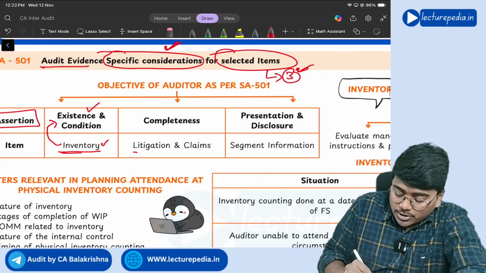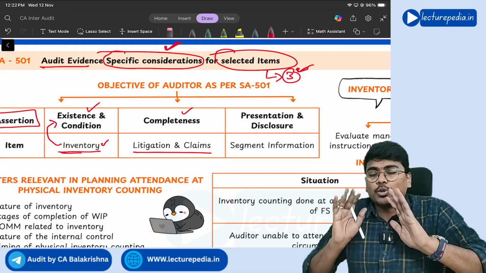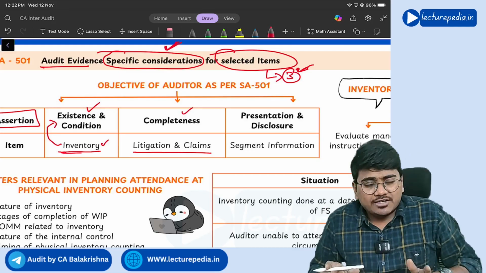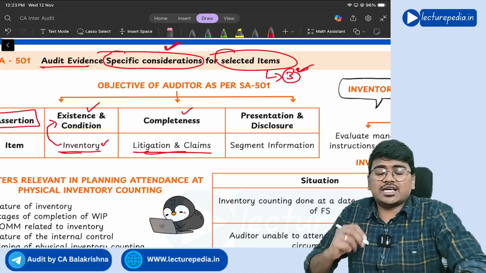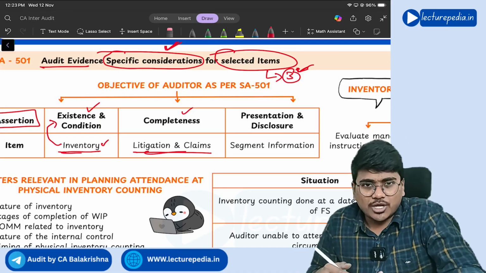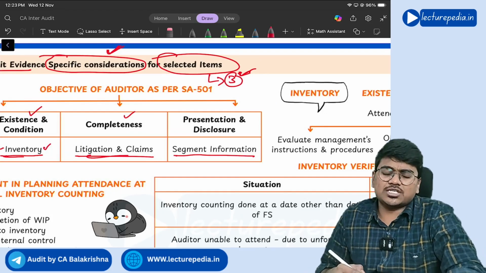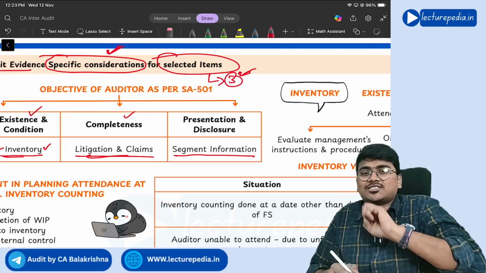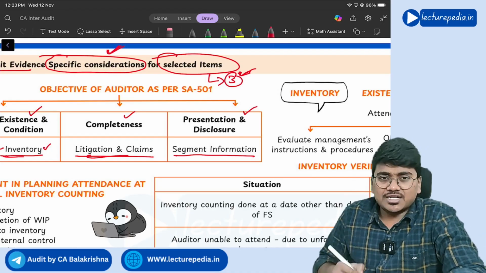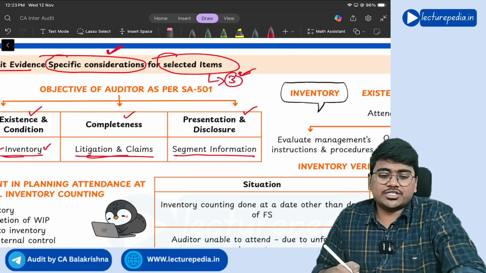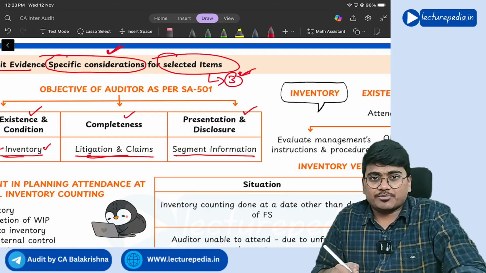Next, with respect to litigation and claims, the assertion we will be addressing is completeness. To obtain audit evidence about completeness of litigation and claims, what audit procedure you have to perform, that we will be seeing. Similarly, segment information. With respect to segment information, presentation and disclosure. With respect to audit evidence about presentation and disclosure of segment information, what audit procedure you will perform, that we will be seeing. Got it?